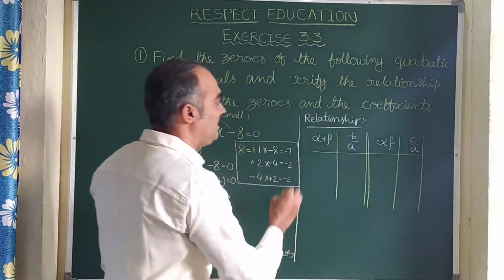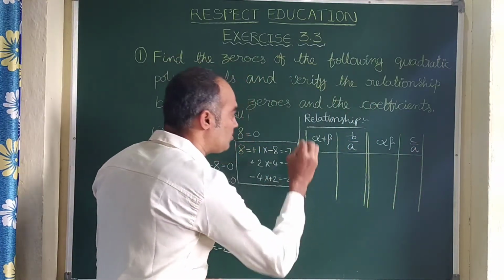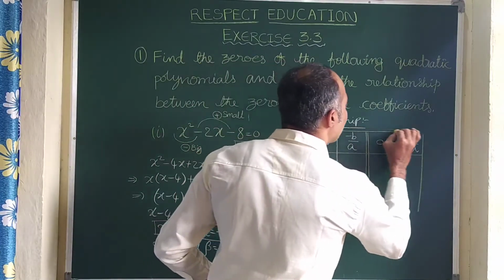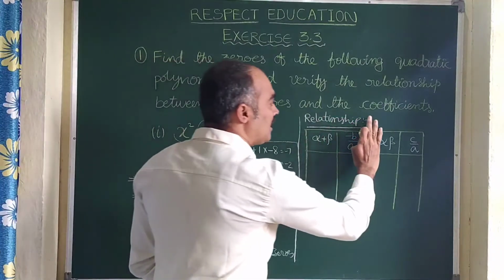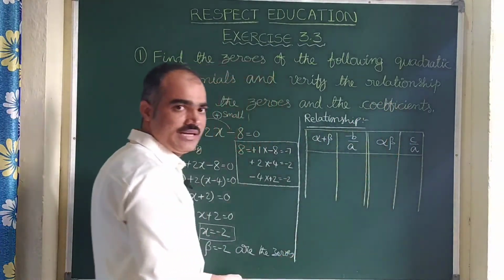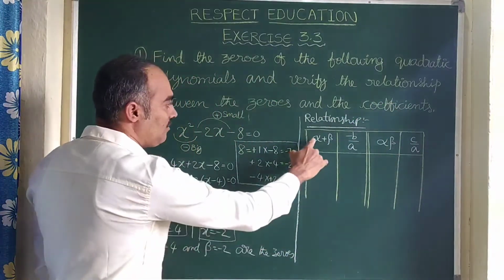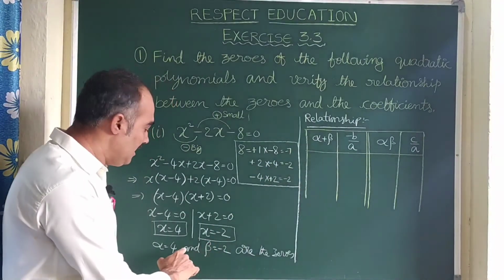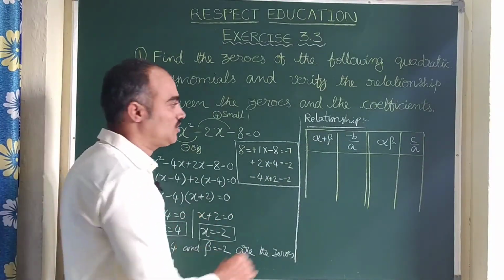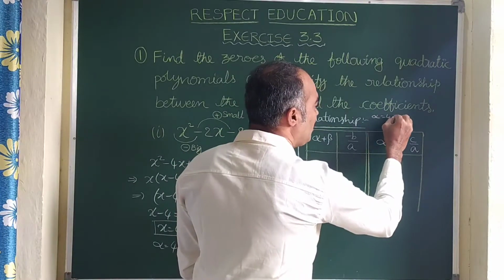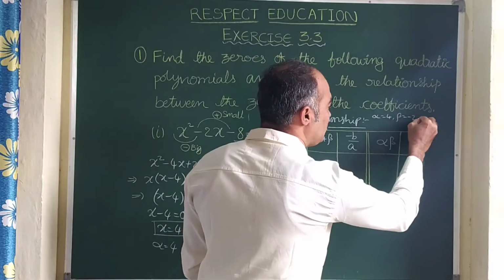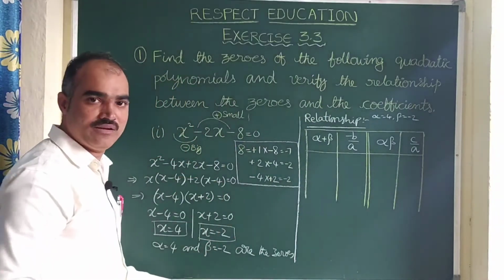Now this is a very easy way of solving this problem. For our convenience, I will write the values here. Alpha and beta are already given. Alpha is 4, beta is minus 2. So here I am writing alpha is 4, beta is minus 2. They are nothing but the zeros of the given polynomial.